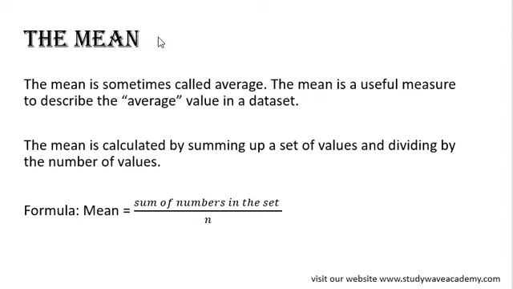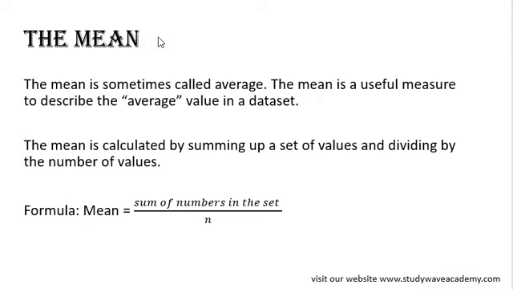The mean is calculated by summing up a set of values and dividing by the number of values. What it means is that the mean is calculated by adding up a set of numbers and then dividing that sum by the total number of values.